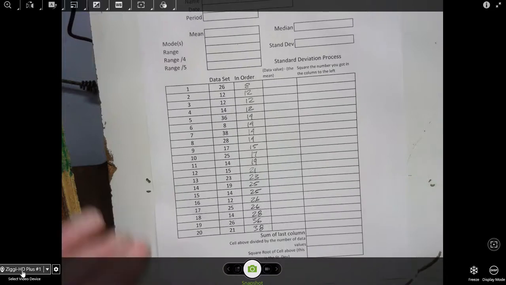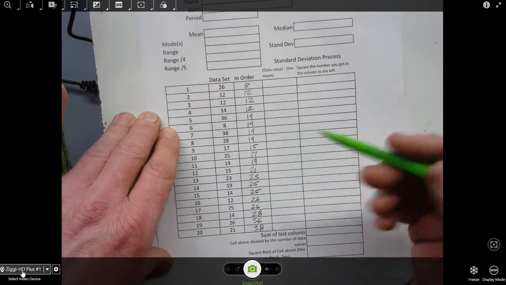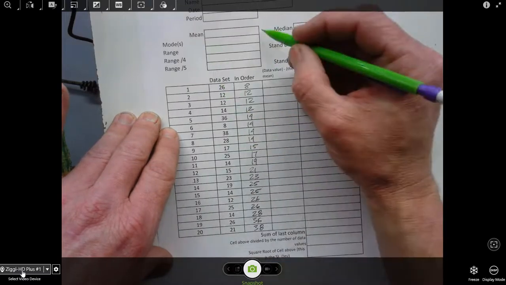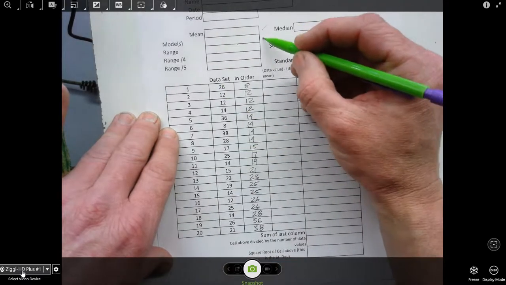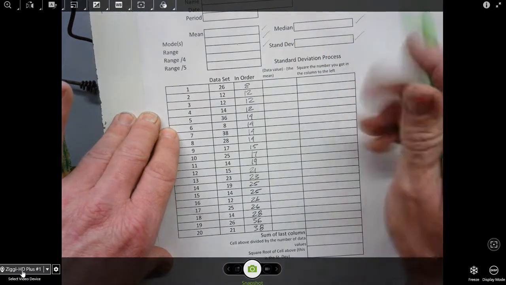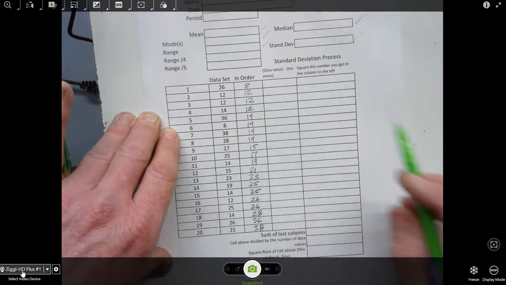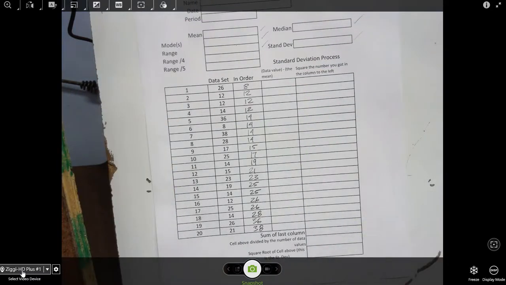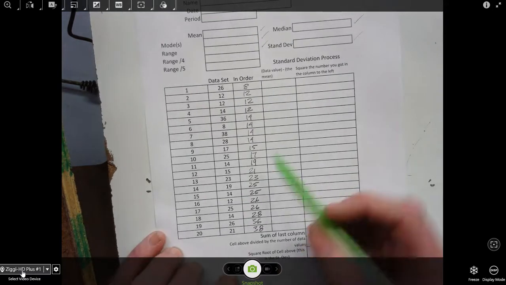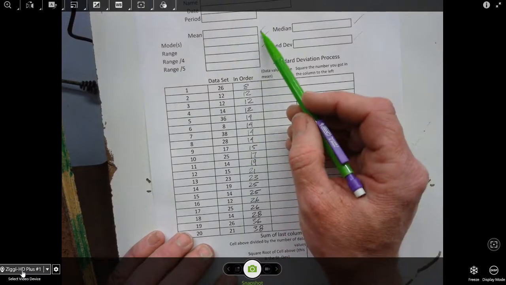I would work through step by step, unless you're very confident about what's going on with this and you think you can take care of, and you probably can, mean, mode, range, median, and standard deviation. Well, I'll wait on standard deviation maybe, but maybe you can do all those on your own. Then fast forward and get to the part about the histogram. It's up to you. Okay, so we put them in order. Then we're going to find the mean, for example.